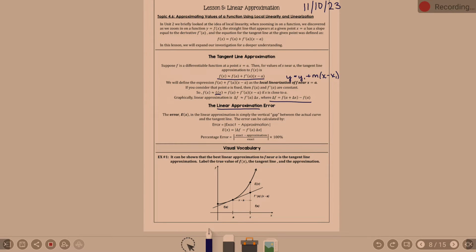The other piece that we'll be looking at is error. The error in linear approximation is just the gap between the actual curve and the approximation, and I'm going to explain that on this picture down here. So we have an error formula. Error can be calculated by the absolute value of the exact amount minus the approximation. And we talk a little bit about percentage error, which you guys would have an idea of how to find.